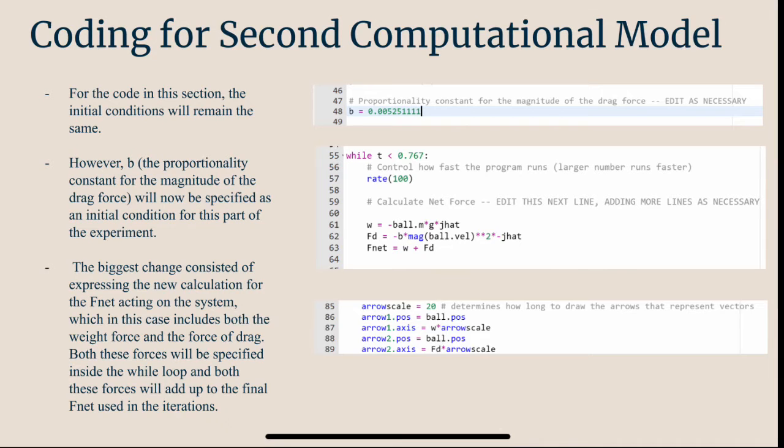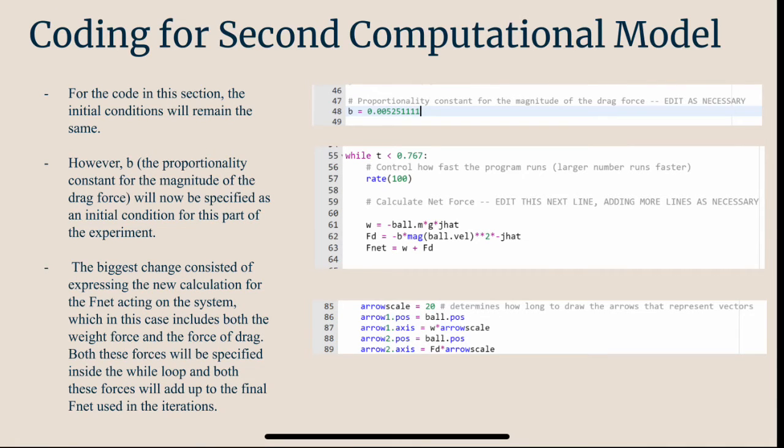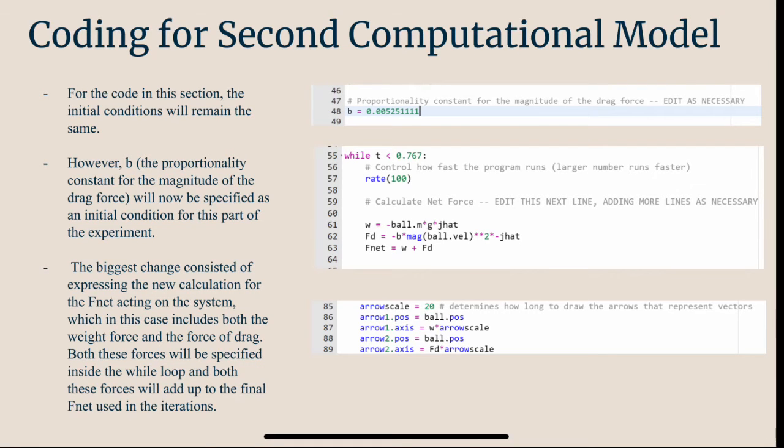Both these forces will be specified inside the while loop, and both of these forces will add up to the final Fnet used in the iterations. How we calculated this was taking two variables, W and FD, and assigning them as each individual force, and then adding them together to get the Fnet.